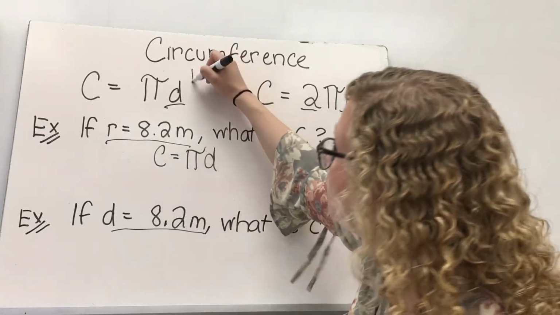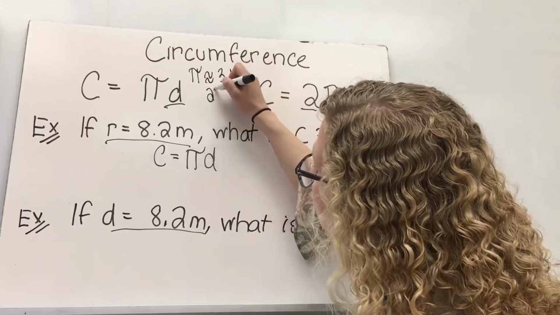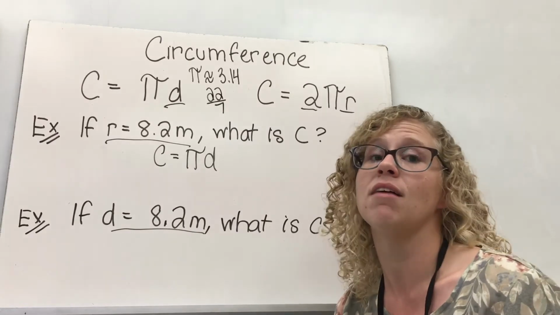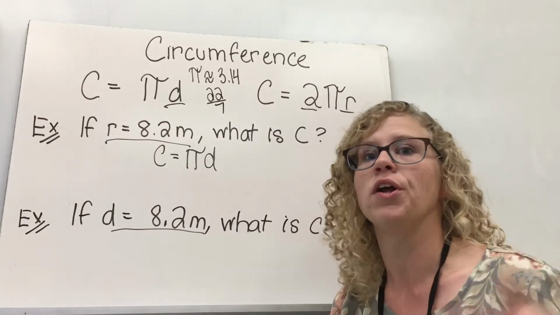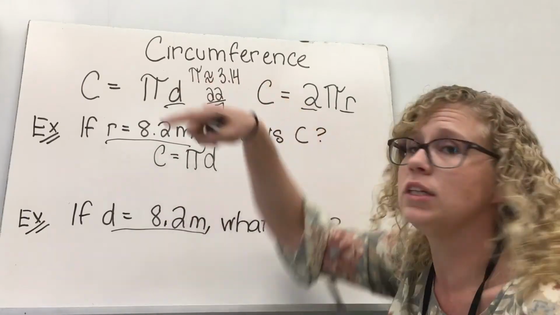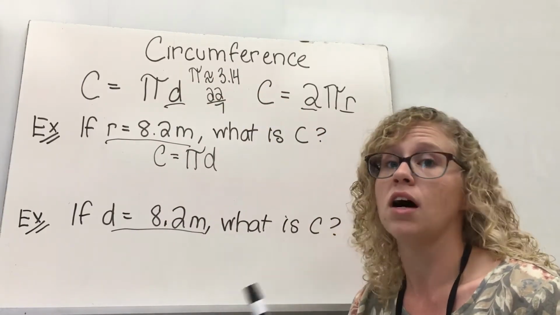Pi has approximations of 3.14, or if you want to use it as a fraction, 22/7. Now pi is a never-ending decimal. It will go on and on and on. So we use these approximations, that's what this little squiggly means here, to be able to fill in our equation and solve for circumference.